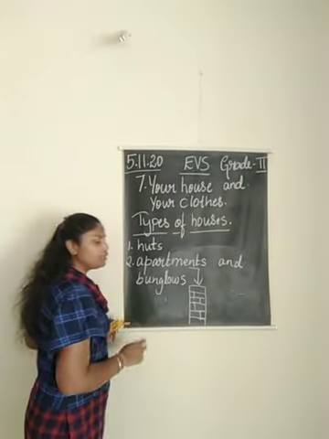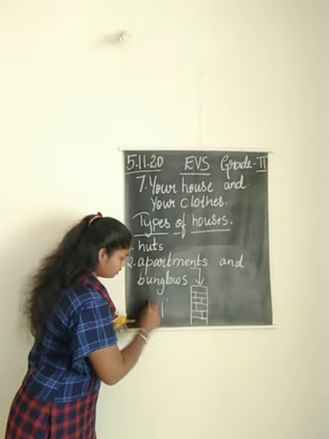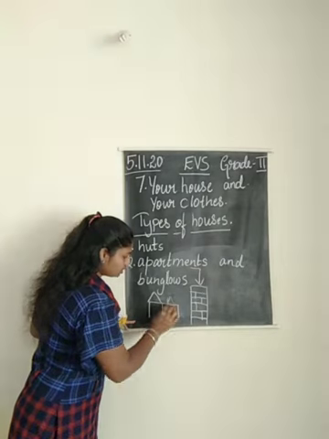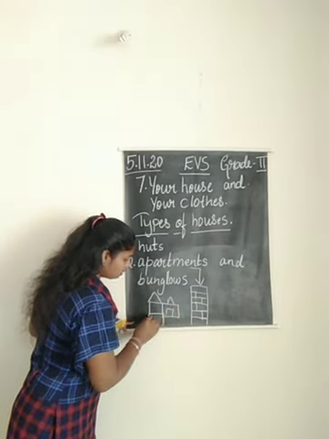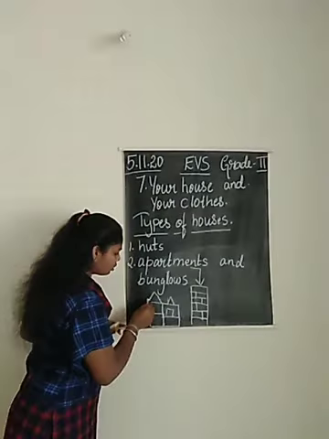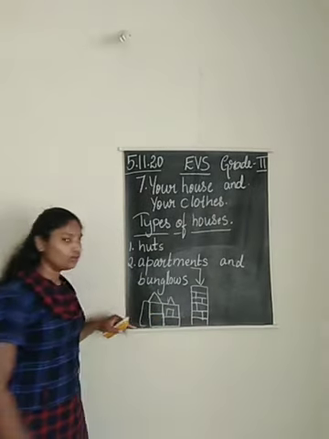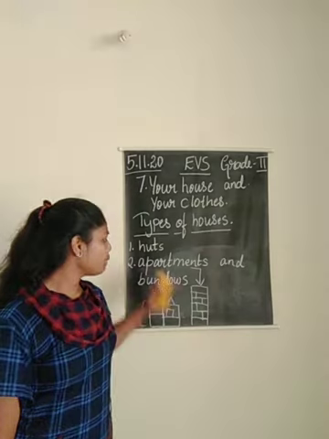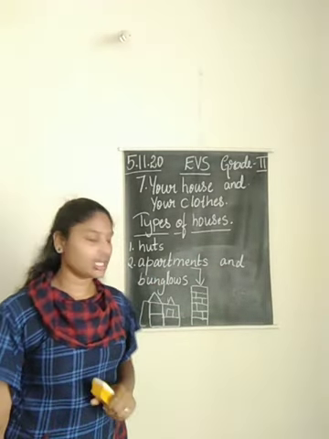Whereas a bungalow is a separate large house for a single family. They will have individual rooms. Modern bungalows will have a huge living room and dining hall, and they will have lawns outside and a garden also. This is about apartments and bungalows. They are also called pakka houses.